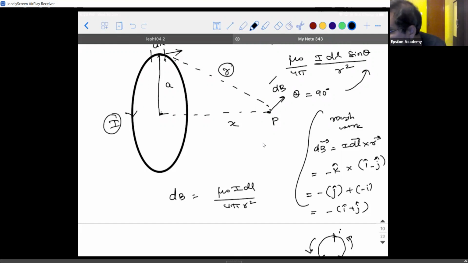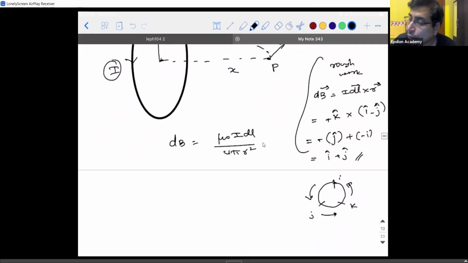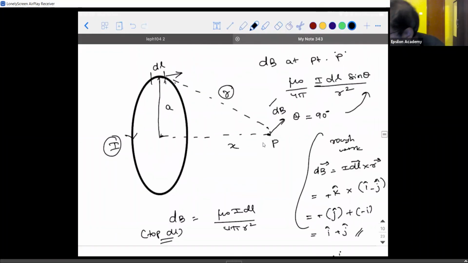As a result of this, this will be plus k cap and this will be plus, and it will become i cap plus j cap, which is going to enter into the first quadrant. So I just went with the textbook. Now are you guys clear? Yes, sir. Okay. So this is dB due to the top portion, top dl. You have to remember the fact that dB and r are perpendicular.